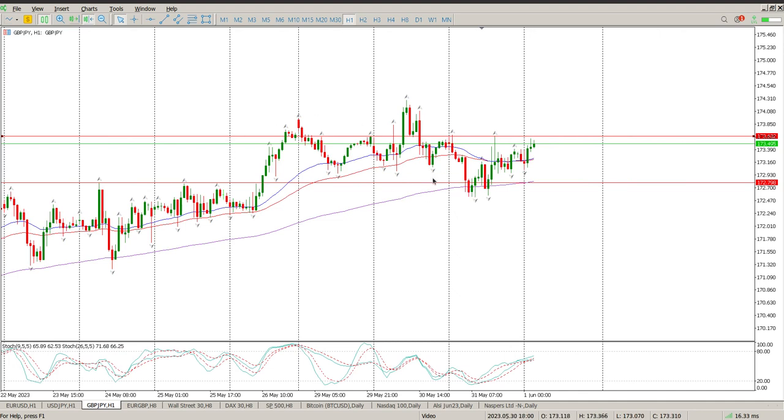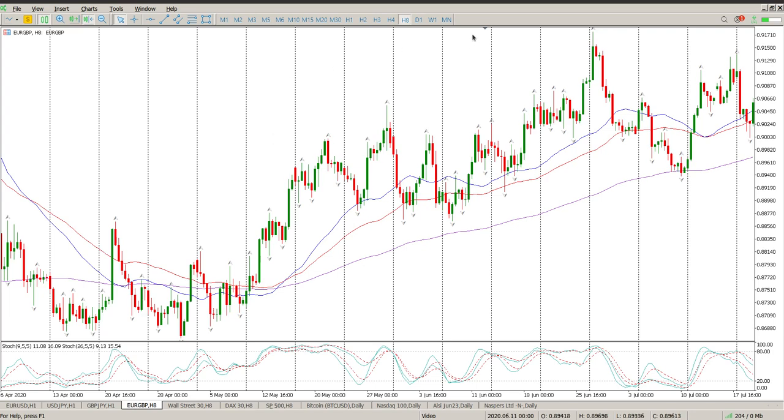This wasn't a true test of the level either. So 172798 was what we were looking for. And you can see we've got inside bars but below the level, so that's not something you want to be trading. So I strongly suspect we're probably just going to range about here going into the close of the week.